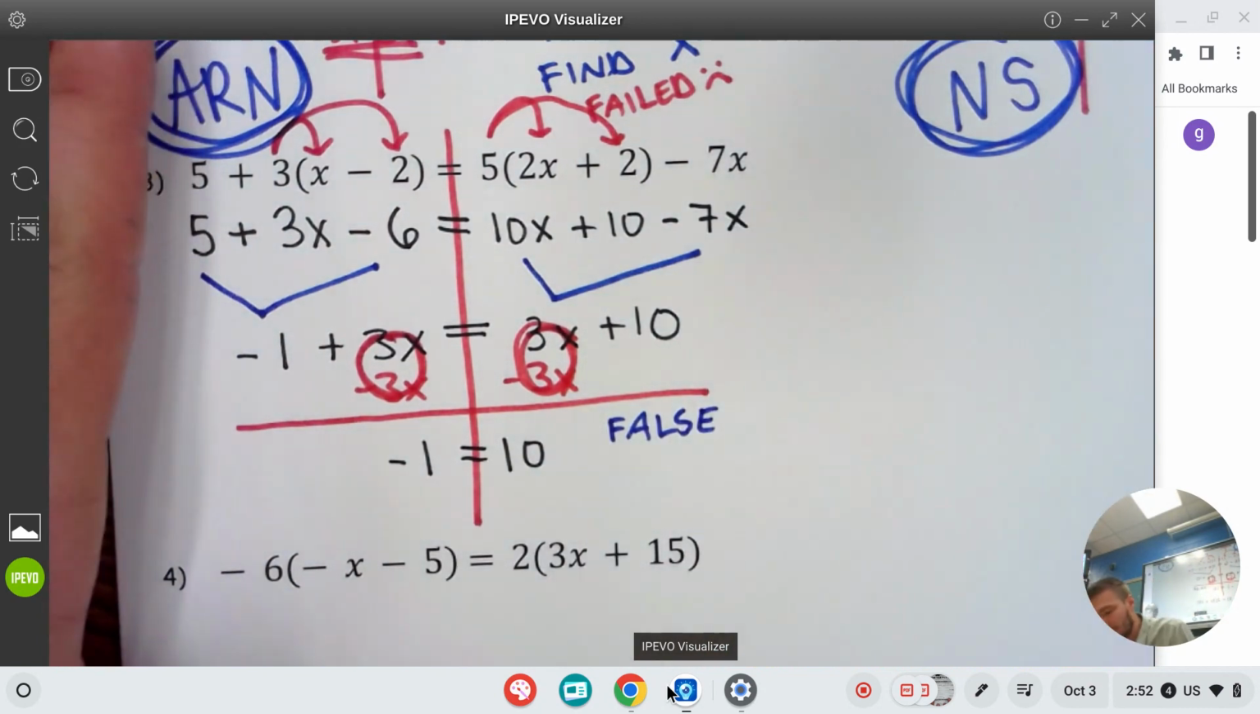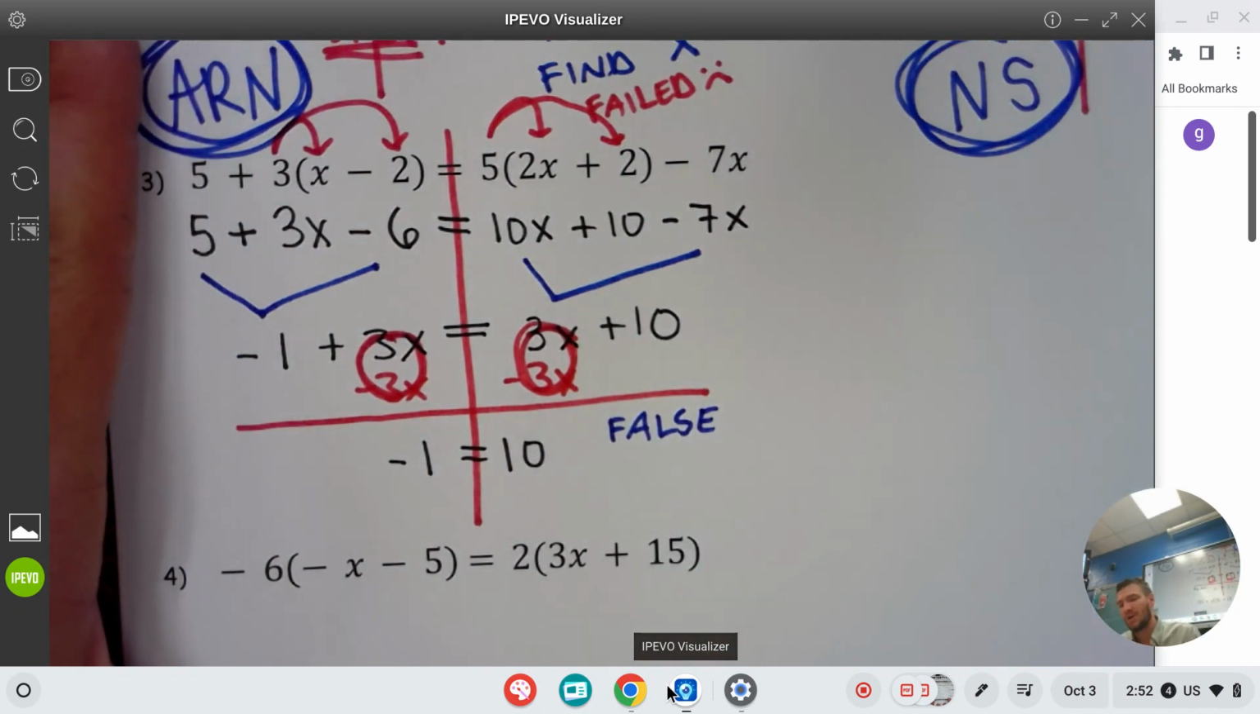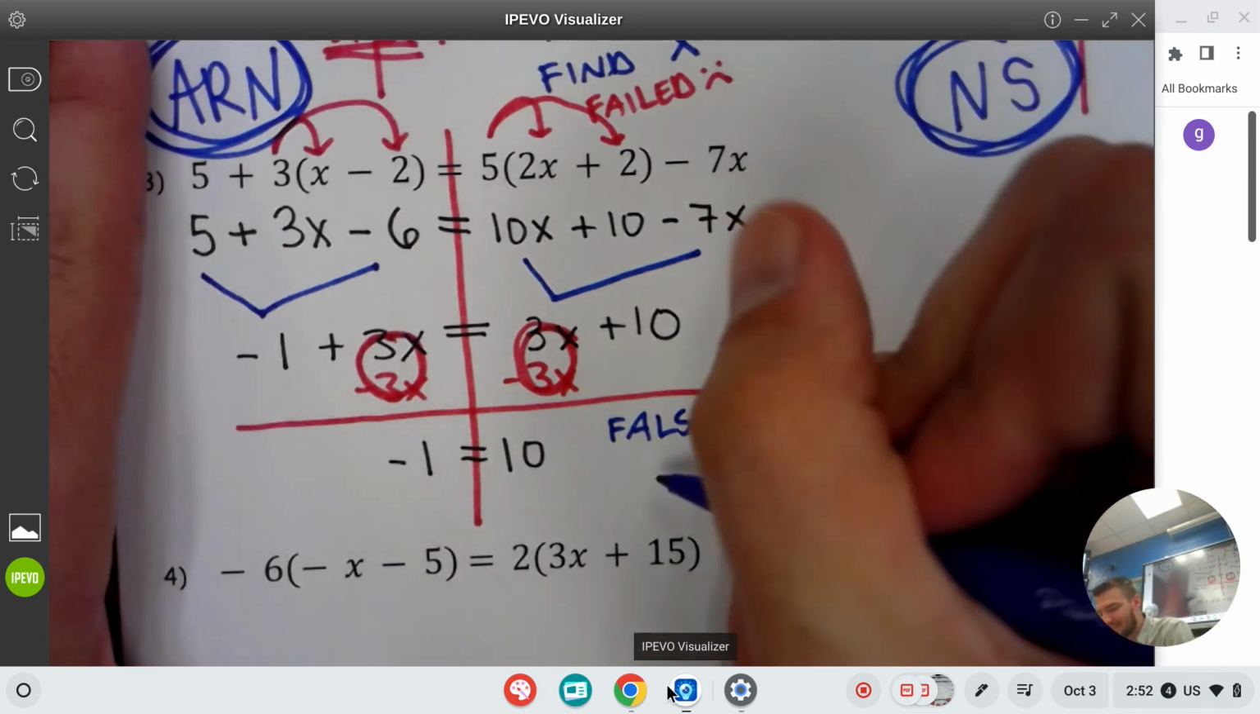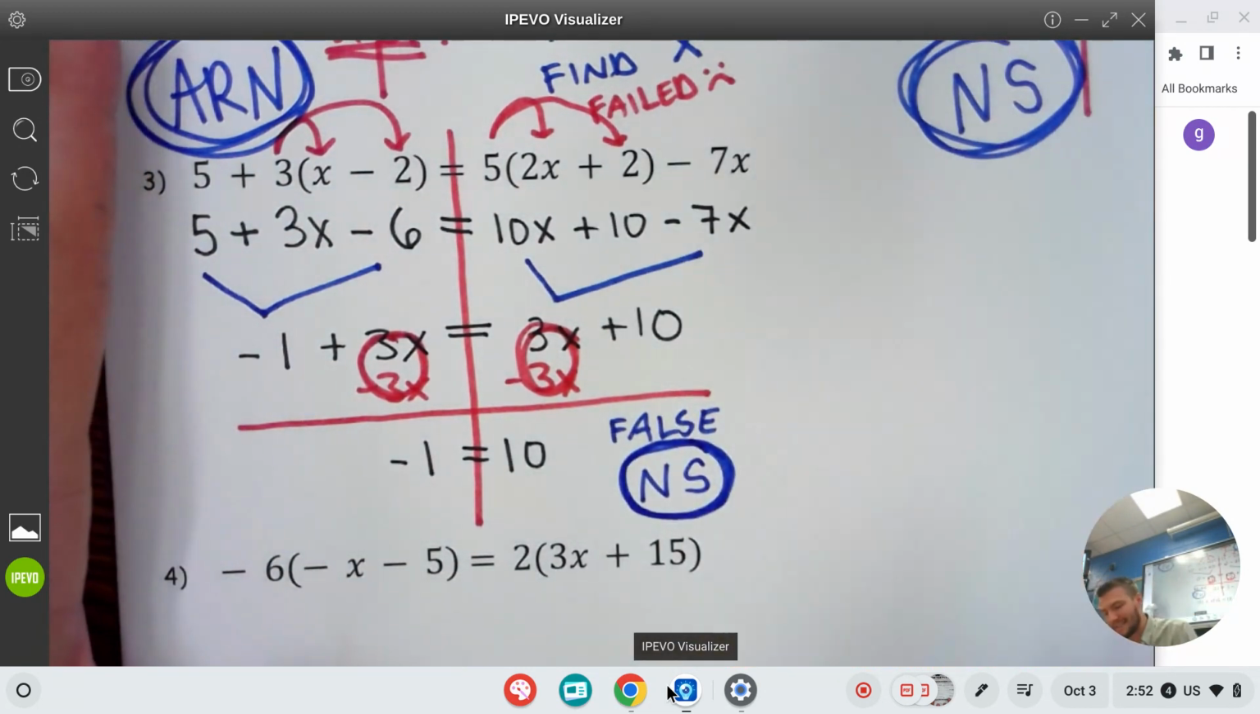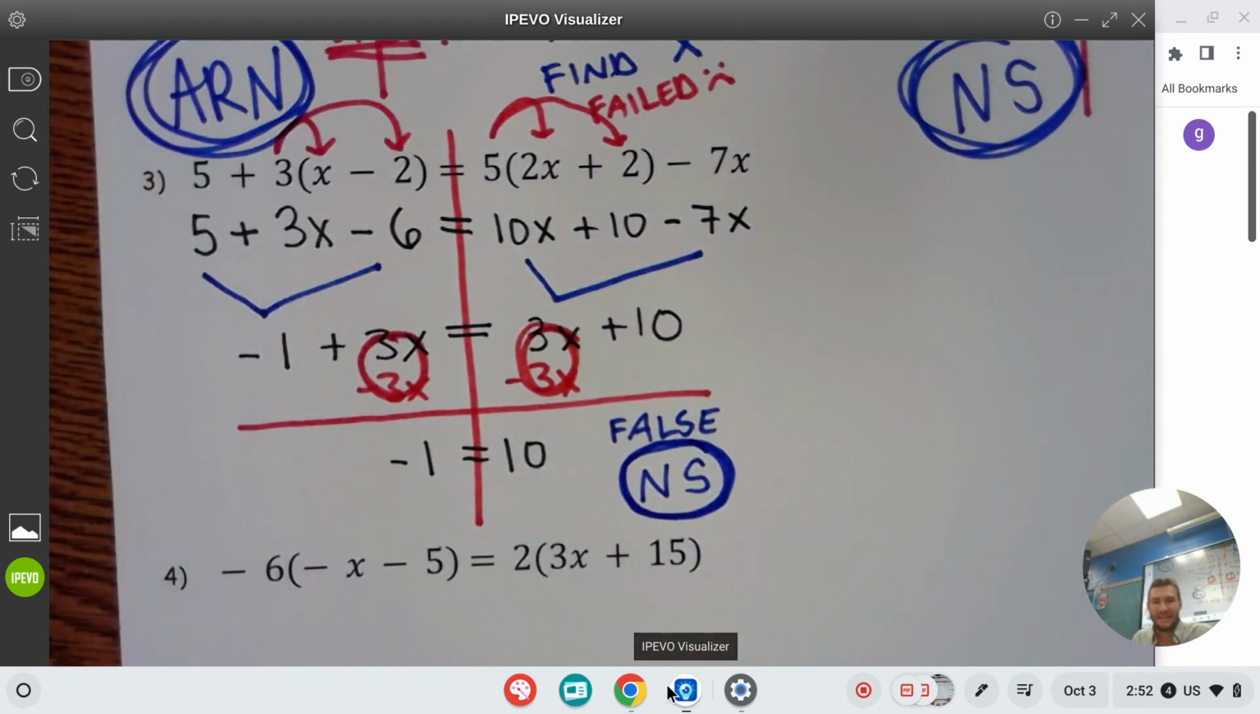And is false ARN, or is false all real numbers? It's NS. Good trick. False is NS for no solution. I tried to trick you guys. False is NS.